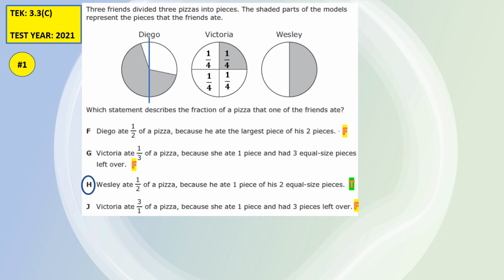So, did you receive the same answer that I showed you? If so, great. If not, that's okay. You may need to have extra practice on this particular skill. Let's go ahead and move on to the next question.